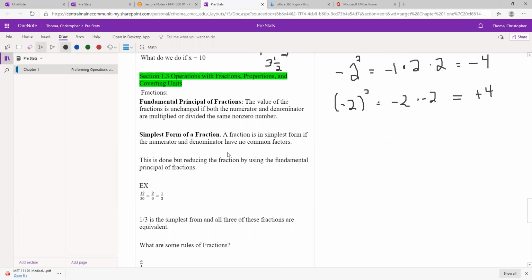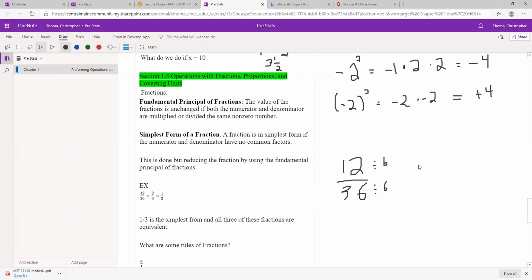We always want to get our fraction down to the simplest form, which means the numbers don't have any common factors or common prime numbers. This is done by what we call reducing. Here I have an example: 12 over 36. Both of these numbers, 6 can go into. This is where the value is unchanged if I multiply or divide by the same thing. So if I divide this by 6 and I divide this by 6, because I'm dividing both by the same number, the fraction doesn't change.